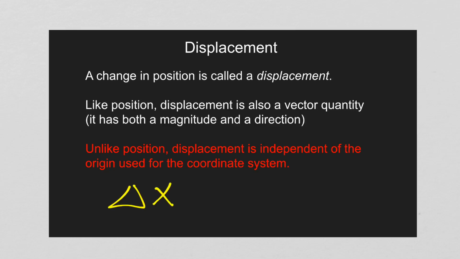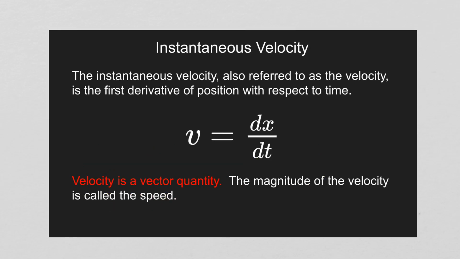Primarily, we will also use this term called displacement, which is delta x, change in position. And it's independent of coordinate system, which means no matter who's looking at it, you're going to get the same answer. So let's talk about the relationship between velocity now. So we're going to talk about instantaneous velocity first.